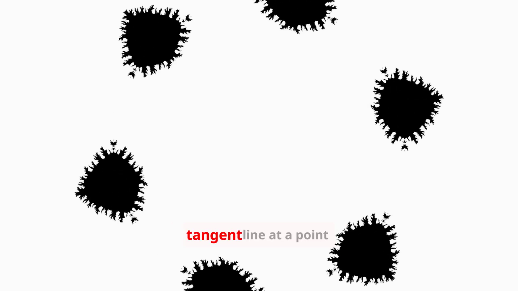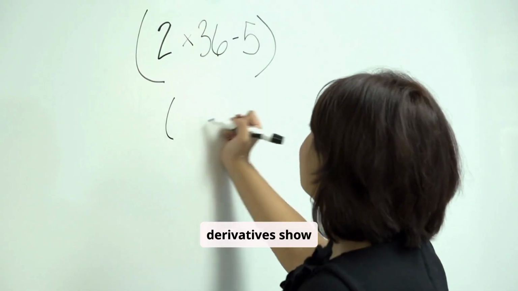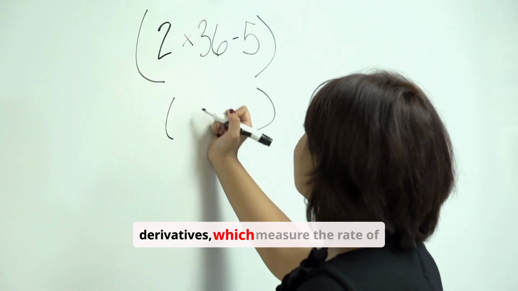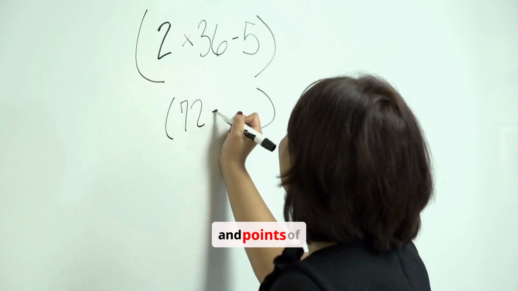Graphing a function with a tangent line at a point visually demonstrates how derivatives show change. Second-order derivatives, which measure the rate of change of the first derivative, help analyze concavity and points of inflection.